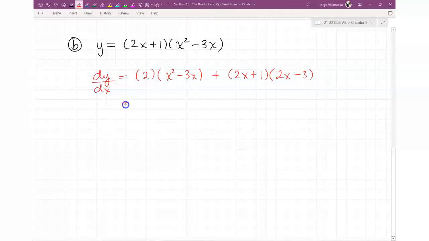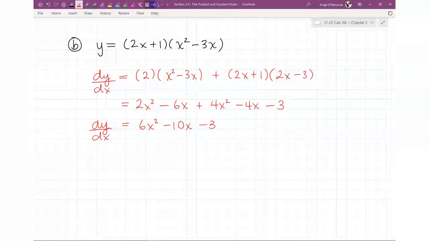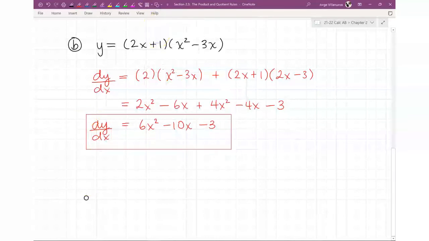Okay, now we'll distribute, so that's 2x squared minus 6x plus 4x squared. What do we get here? Minus 6x plus 2x, so minus 4x minus 3. So that's 6x squared minus 10x minus 3. So there's my product rule for that. Are we okay with that? And again, if you distributed everything completely, you should have gotten the same answer.